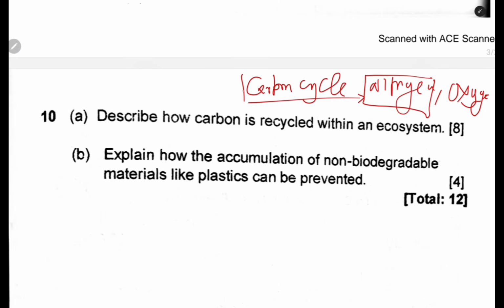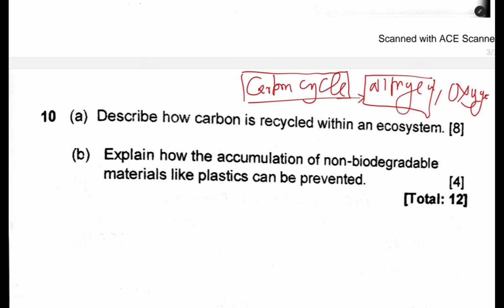You start by writing, describing what the processes are that add carbon into the atmosphere, what are those that remove carbon from the atmosphere. Then you put up a diagram. Then you would have described. The whole 8 marks are yours.